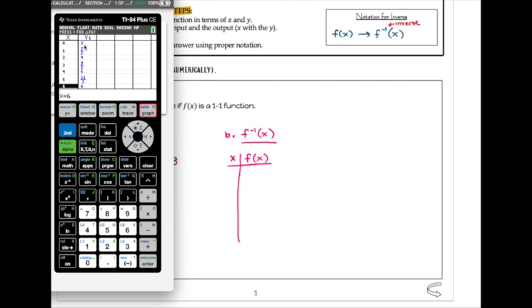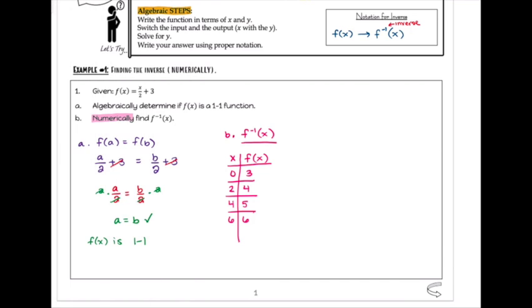Within the table, I am going to pick 4 points. Any nice points will do. Nothing with fractions, nothing with decimals. So I'm going to pick (0, 3), (2, 4), (4, 5), and (6, 6). So that's the original function.